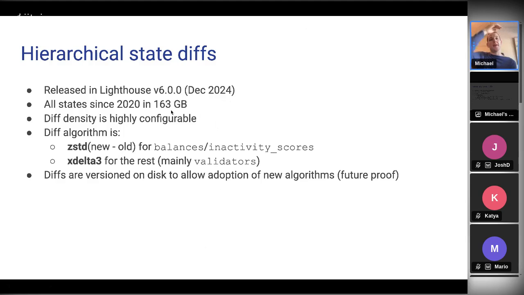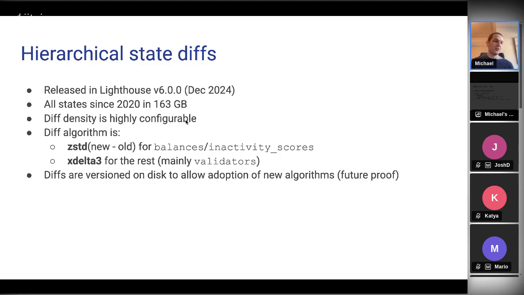The cool thing about this is this 163 gigabytes is with the default configuration of the layers, but you can also completely configure how dense you want your diffs to be. If you want to have fewer layers of diffs, where each diff is a little bit chunkier, you can do that. If you want more layers of diffs, you can do that. If you want less frequent snapshots, you can do that. If you want really frequent snapshots so that you can jump to anywhere quite quickly, you can also do that. And you can really trade off disk usage against performance.